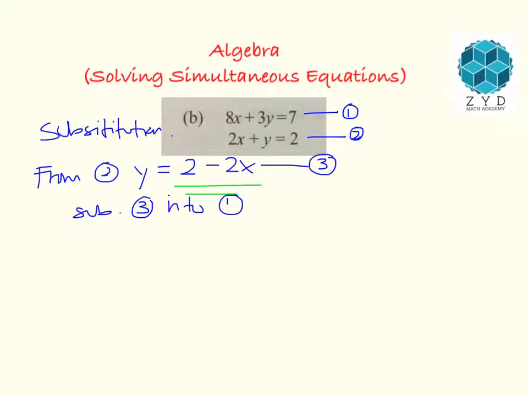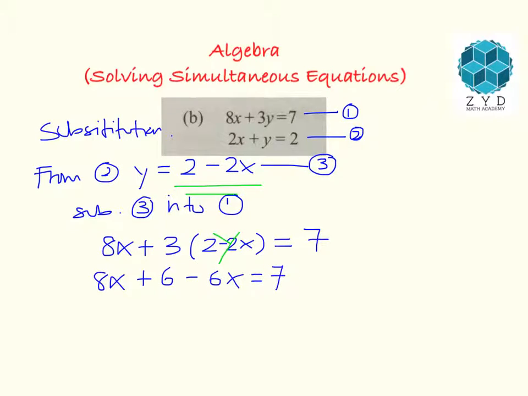So what happens when 3 goes into 1? 8x plus 3y, and we know that y is equal to 2 minus 2x, right? So we substitute that y with 2 minus 2x, so this is my 3y, this is my y from equation 1, and it is equal to 7. Now let's expand this bracket. We get 8x plus 6 minus 6x equals 7, and we further evaluate this. 8x minus 6x is 2x, and 6 I bring over to the other side is equal to 7 minus 6, which is 1. So therefore x is equal to 1 over 2.